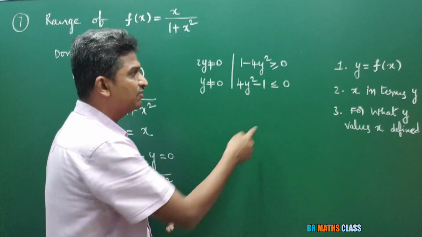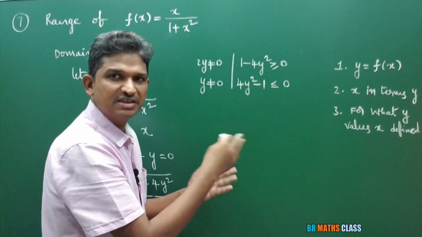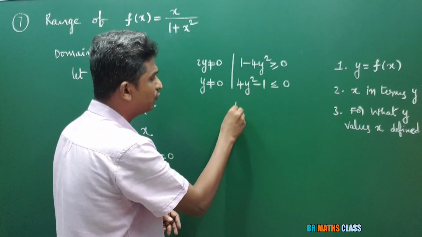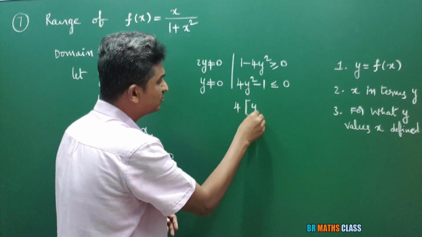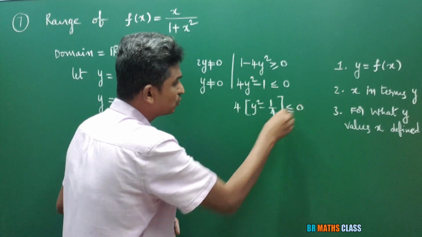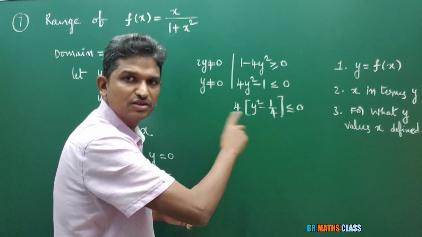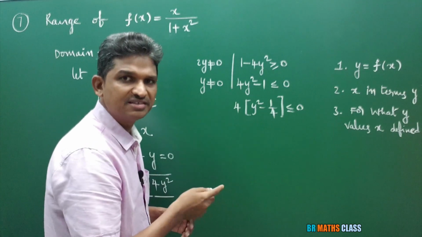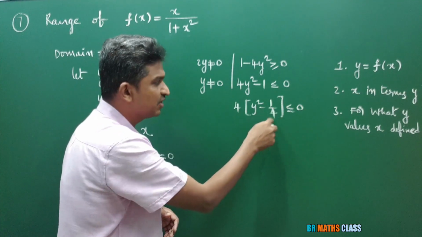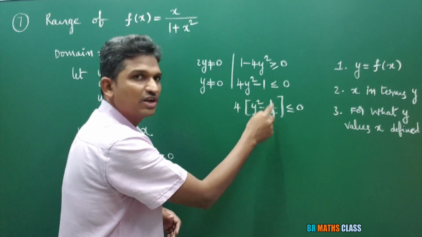To calculate the y values which satisfy this inequality, I want to write this in the form of y minus a into y minus b. To get into that form, I'll take 4 common. Take 4 common, what you will get? y square minus 1 by 4 less than or equal to 0. I hope you are understanding. As 4 is a positive number, if you divide both sides by 4, the inequality remains the same. This 4 will get cancelled. This y square minus 1 by 4 is there. This 1 by 4 can be written as 1 by 2 whole square. So y square minus 1 by 2 whole square.